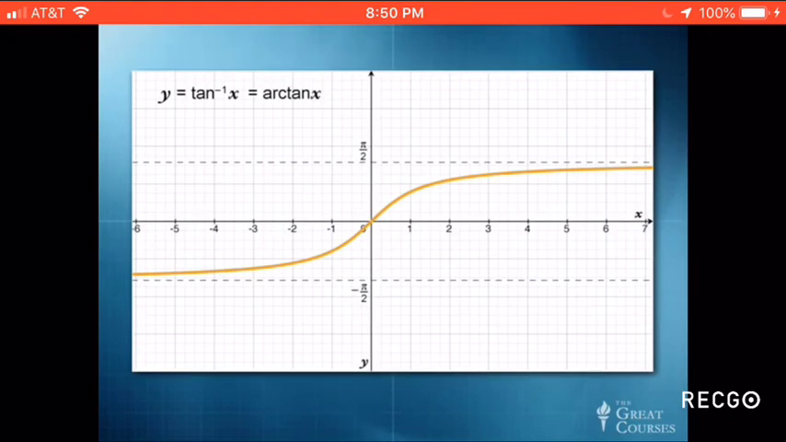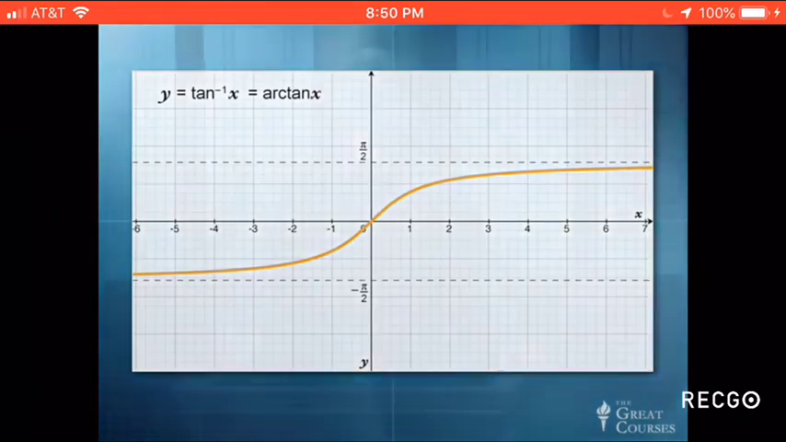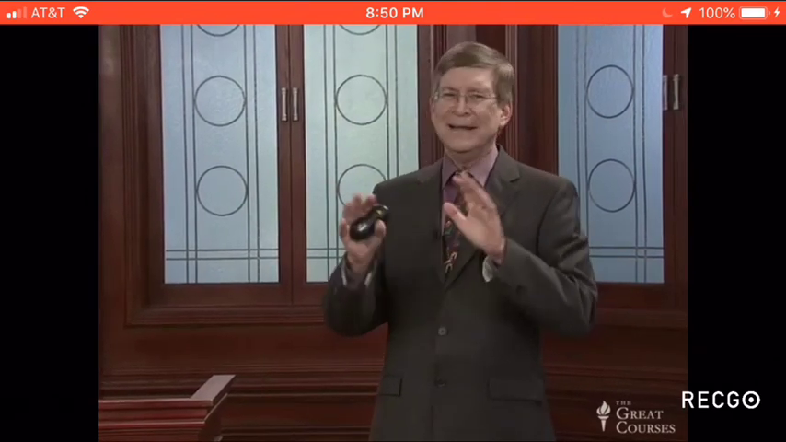And in fact, here's the graph of arctangent x. It's an odd function. It goes through the origin just like tangent did, and that's a mirror image of the tangent graph on its restricted domain. And notice those horizontal asymptotes at pi over 2 and minus pi over 2. Interesting, isn't it? This function, arctangent, comes up all the time in calculus. It's amazing. It plays a big role in calculus.